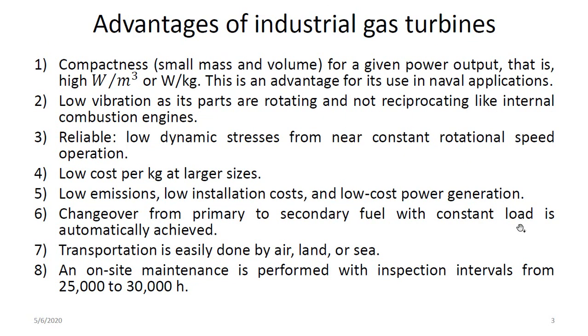So now let's look at the advantages of industrial gas turbines. One is compactness, meaning that you can make them to have a smaller mass and volume for a given power output. And they've got low vibration, they're reliable, they're low cost, low emission. Then it's easy to transport them by air, land, or sea. Then on-site maintenance is performed with an inspection interval between 25 to 30,000 hours.